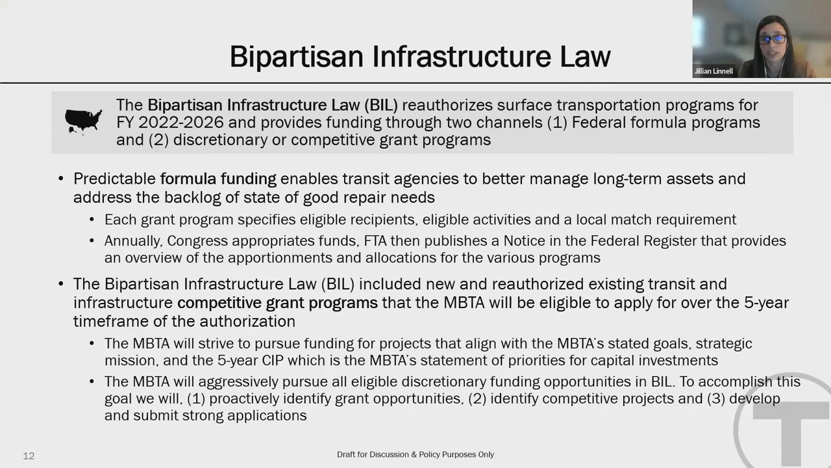The MBTA is already and will continue to aggressively pursue all eligible discretionary funding opportunities, and we will do so by proactively identifying these funding opportunities and which capital projects are eligible. We will then work to develop a grant application for the strongest capital project that aligns with the program's stated goals and objectives. In doing this, we will strive to seek funding for projects that align with the MBTA's stated goals, our strategic mission, and the five-year capital investment program, which remains the MBTA statement of priorities for capital investment. We will continue to use the annual CIP development process to establish the pool of projects for which we may develop discretionary grant applications.